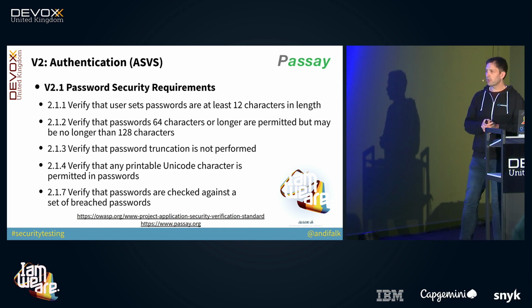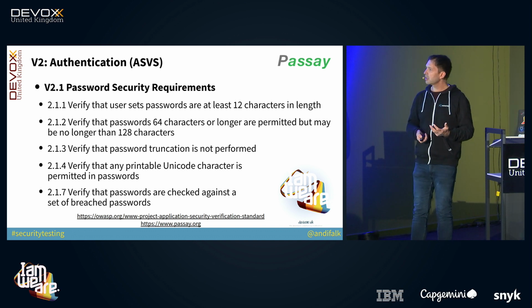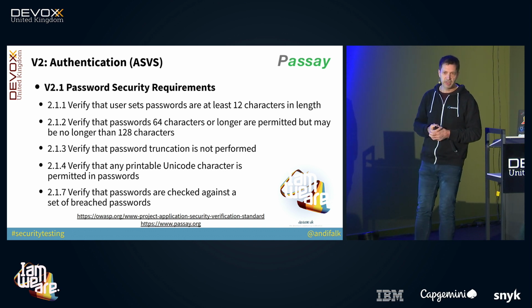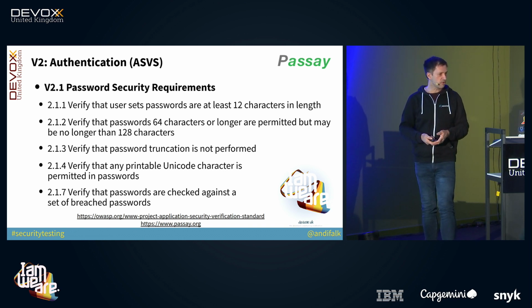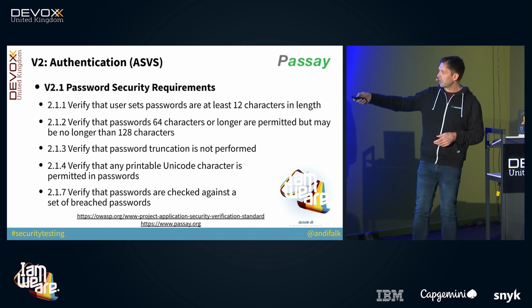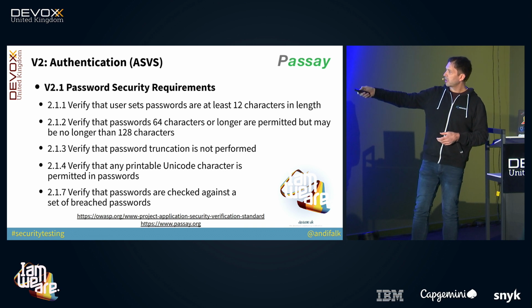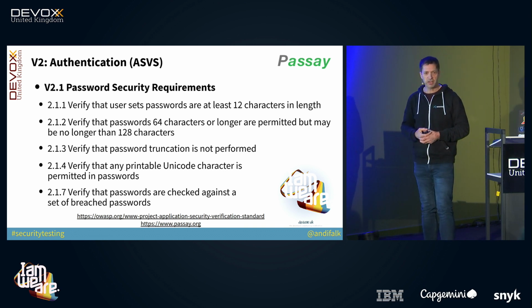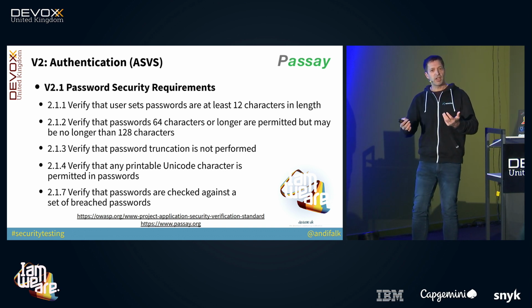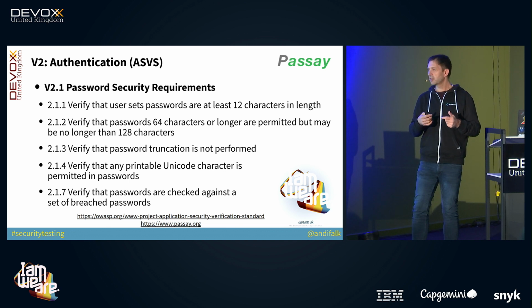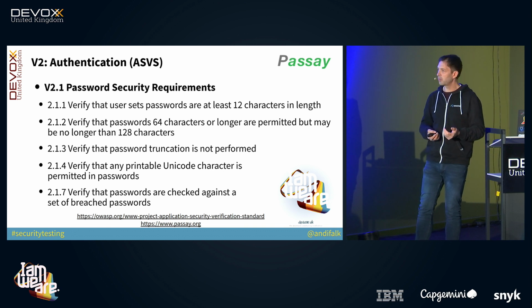And this is a section of the Application Security Verification Standard which deals with password security requirements. With these requirements, you can easily derive a password policy for your application. This is according to the latest NIST regulation. So you should verify that your passwords are at least 12 characters in length, for example. And you should also make it possible that users can use passwords with 64 characters, for example.